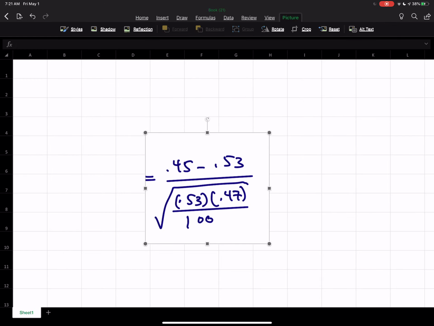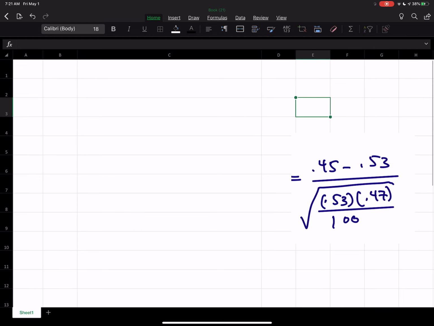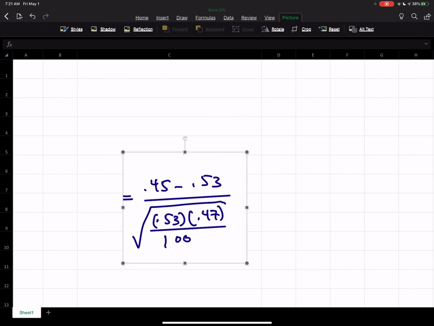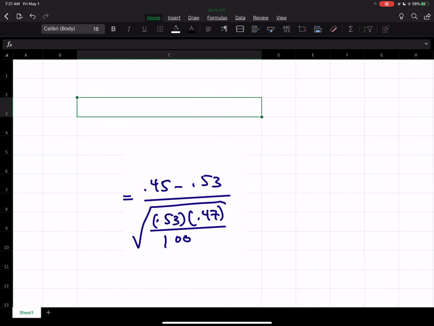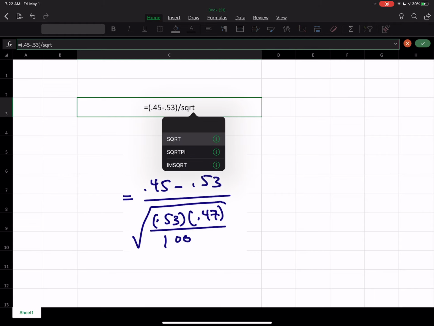And I'm going to type this on our spreadsheet so you can see how it's typed. There we go. So, the way you type it is right below. This is what you type, 0.45, don't forget the parentheses, minus 0.53, then divide by the square root of.